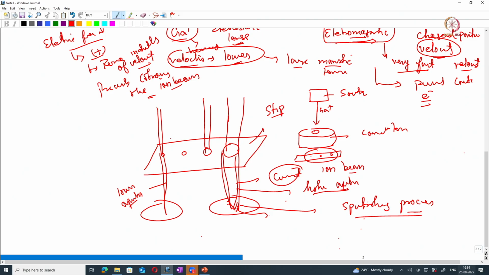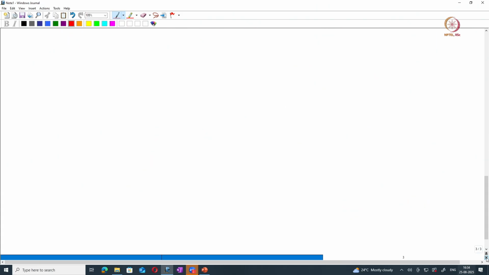Correct. Now we have discussed the ion beam and the apertures, even the ion optics. Now we will briefly go through some of the physical terms which are very important to measure. Okay, first we will talk about the ion beam current.